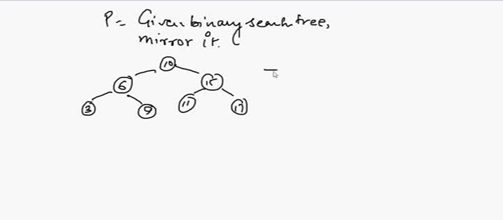So for example, if this is my tree, my output should be: 10 will be there itself. My left hand child will become my right hand child. That means 6 will become here and 15 will become here. So right hand child becomes left hand child.